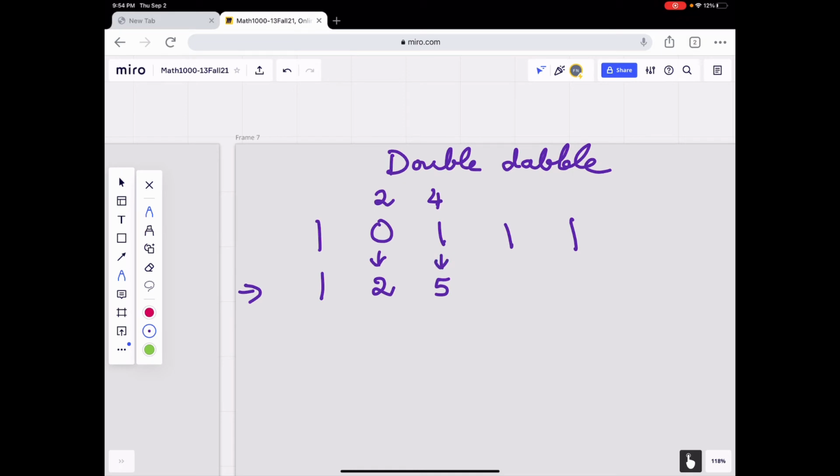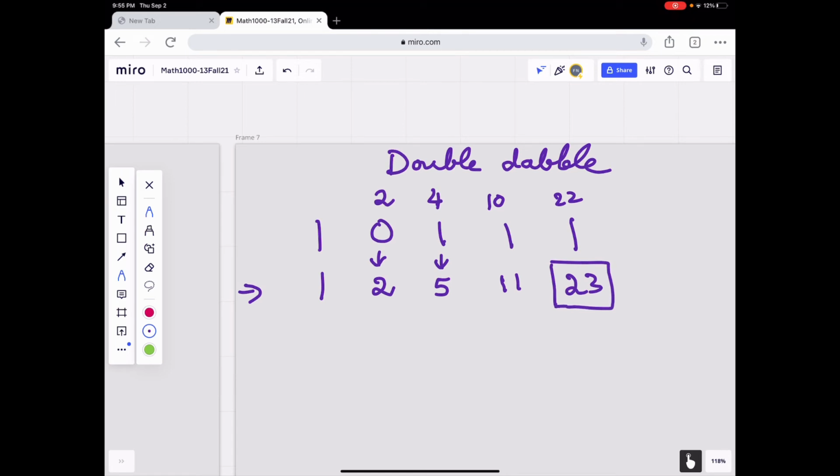All right, and then I double again. 5 times 2 equals 10. And 10 plus 1 equals 11. All right. And 11 doubled equals 22. And 22 plus 1 equals 23. So this is my final answer for the double method.